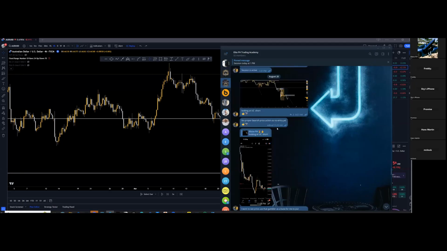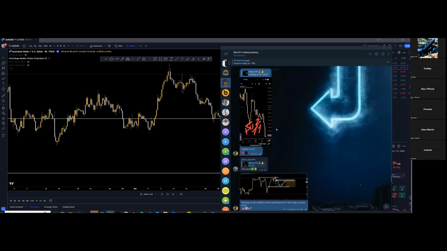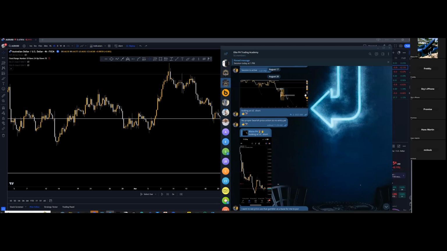This week started on the 20th. Yeah, the first trade I called was UC short for my people. I was looking at UC short. I said no proper bearish price action, so no entry. We had our doji area right there. It was still the whole build up. I could have joined this supply zone based off the entire build up, or just based off this pin bar. So that was one entry right there.